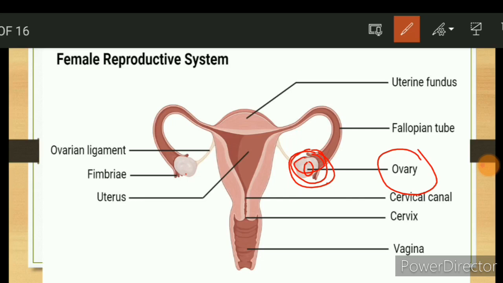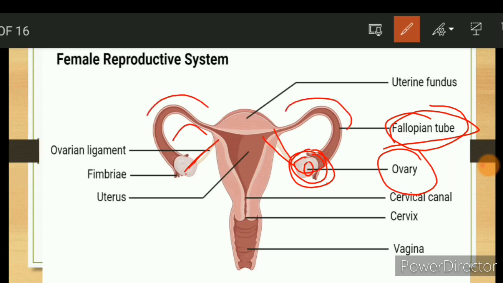The ovary is connected to the uterus with the help of ligaments. The other part is the fallopian tube. The fallopian tube is also called the fallopian duct, or the oviduct. There are 2 in number, and each shows 2 ends. One end is called the proximal end and the other end is called the distal end.